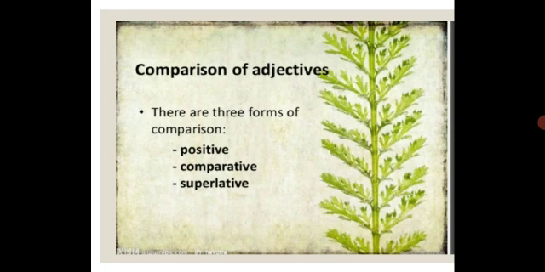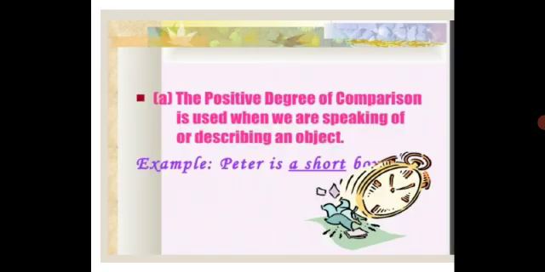Next is comparison of adjectives. There are 3 forms of comparison: positive, comparative, superlative. First is the positive degree of comparison, used when we are speaking or describing an object. Example, Peter is a short boy. In this sentence, short is a positive degree of comparison.